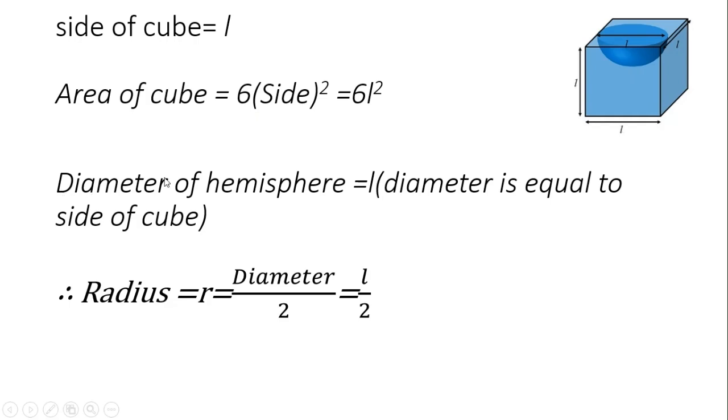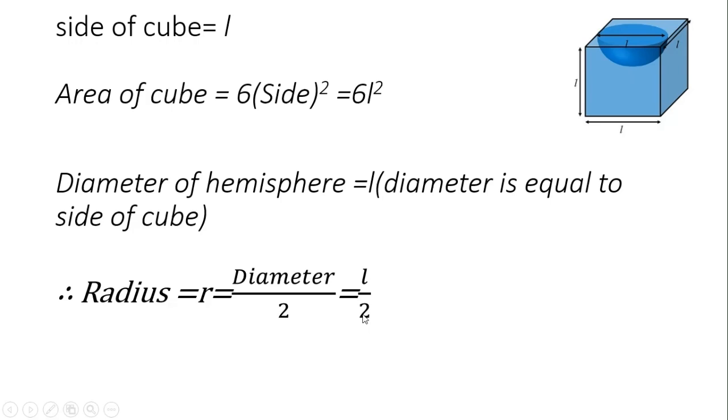Okay, and the diameter of the hemisphere is L, because the diameter of the hemisphere which is cut from the wooden block is equal to the side of the cube. It is given in the problem itself. So the radius is equal to diameter by 2, that we know pretty well. So the radius of the hemisphere becomes L by 2.